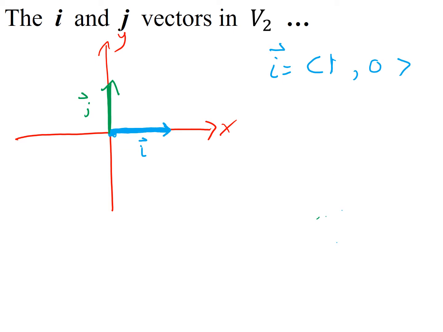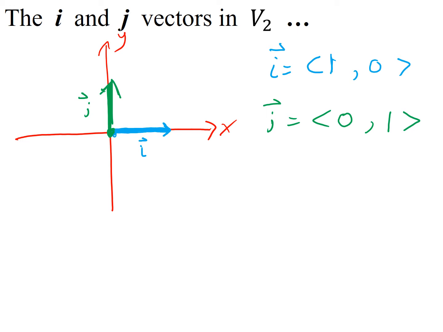Okay, so what are the components of the j vector? Again, it's a two-dimensional vector, so I'm going to put two components there. And again, the way you figure out the components is you start at the tail of the vector. You start here. And then you need to move in the x direction, and then in the y direction, and then get to the head of the vector. You can get to the head of the vector by just moving up 1 in the y direction. You don't have to move in the x direction at all. So we didn't move any in the x direction, so you put a 0 there, and in the y direction you moved up 1. Okay, so that's the j vector.